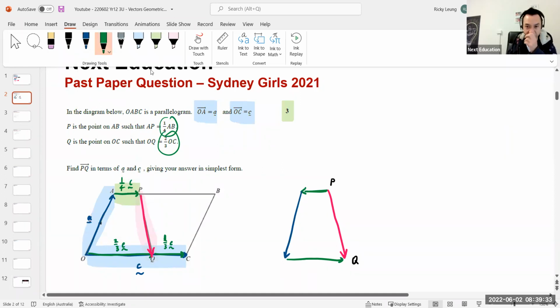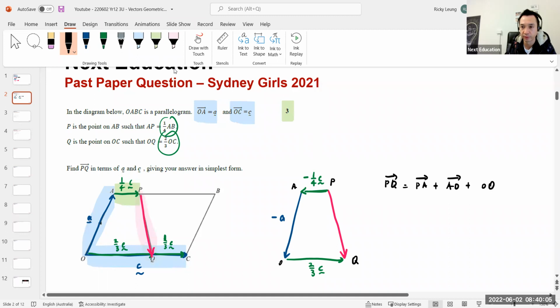Now I just have to reverse the order of this. This one here will be -1/4 C because it's going backwards. The A looks like it's negative as well. And the green one is fine as it is, 2/3 C. That's right. Let's see, PQ. Yep. If I was to make my teacher happy, I'd give the first expression as PQ as a vector equals PA plus AO plus OQ.